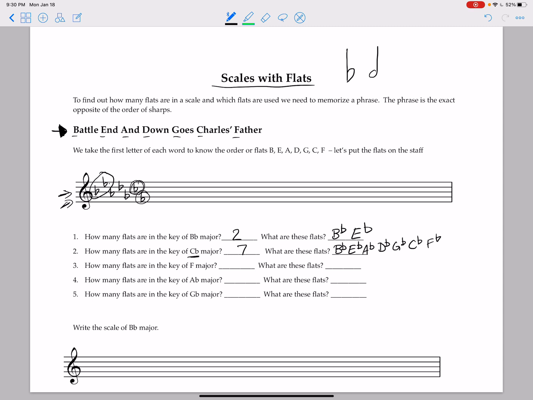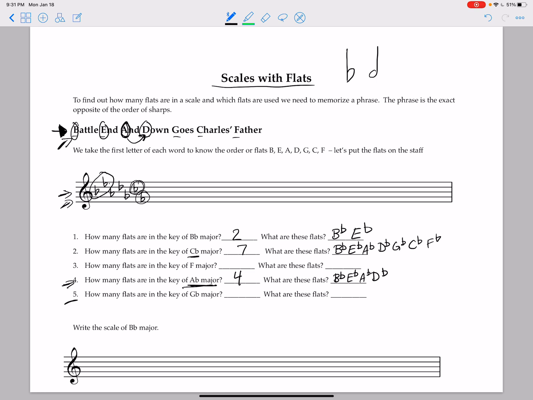I'm going to skip this third question for now, and we'll come back to it at the end. So let's go down to the fourth one. How many flats are in the key of A flat major? So we can either look at our key signature or we can go back and look at our phrase. We find our A, I'll do this one up here, and we add one more. That means that we have 1, 2, 3, 4 flats, and they are B flat, E flat, A flat, and D flat.